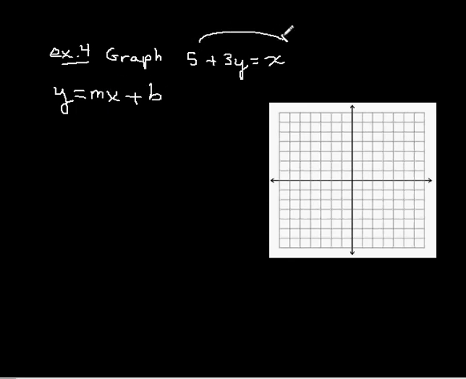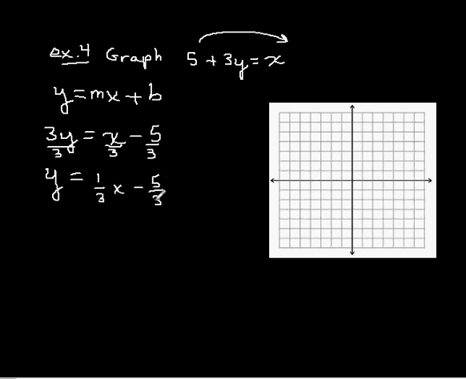So I'm going to subtract 5 from both sides. So we get 3y equals, I'm going to put my x next because I want it in this form, x minus 5. And we get y equals, I'm going to divide everything by 3. Just put that in there like that. 1/3 x minus 5/3. Okay, this time we have a little bit of a trouble because we have a fraction as our y-intercept. So don't let that scare you at all.